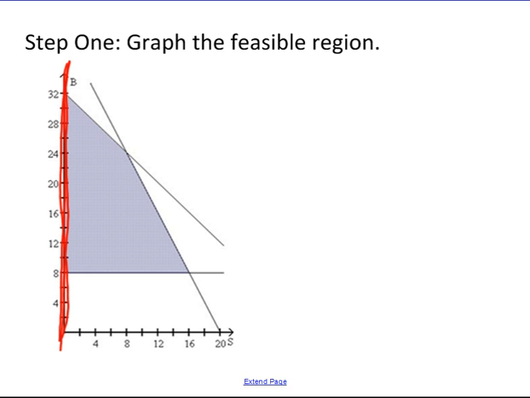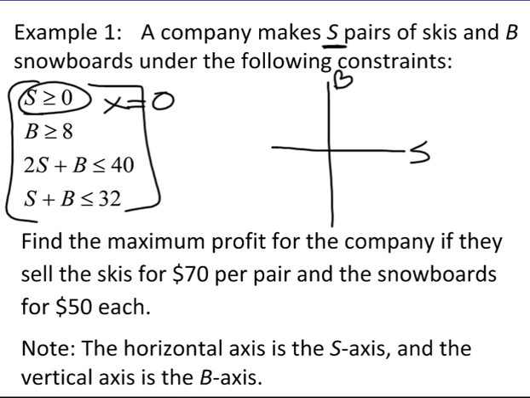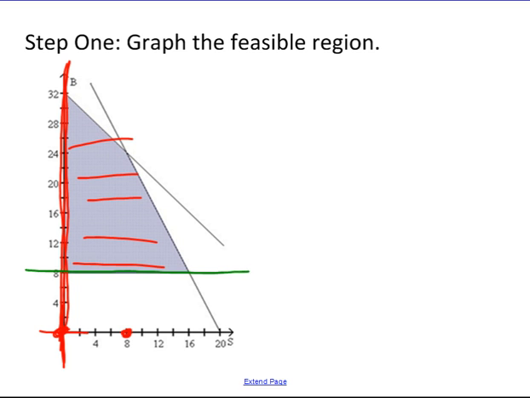We have S greater than or equal to 0. So if you do your test point, you cannot use 0, 0 as a test point since the line goes through it. So pick something else, maybe 8, 0, and you find you're going to be shading in this direction. B has to be greater than or equal to 8, so that is going to be a horizontal line at 8, and you would shade up. Again, use the test point.